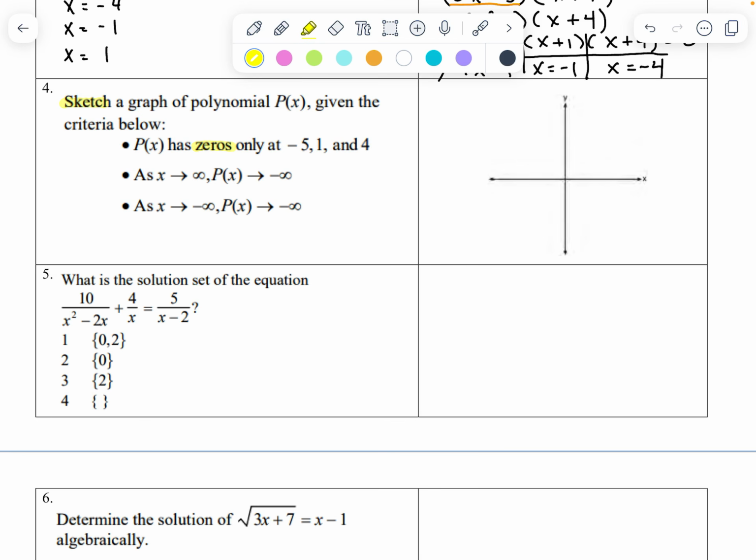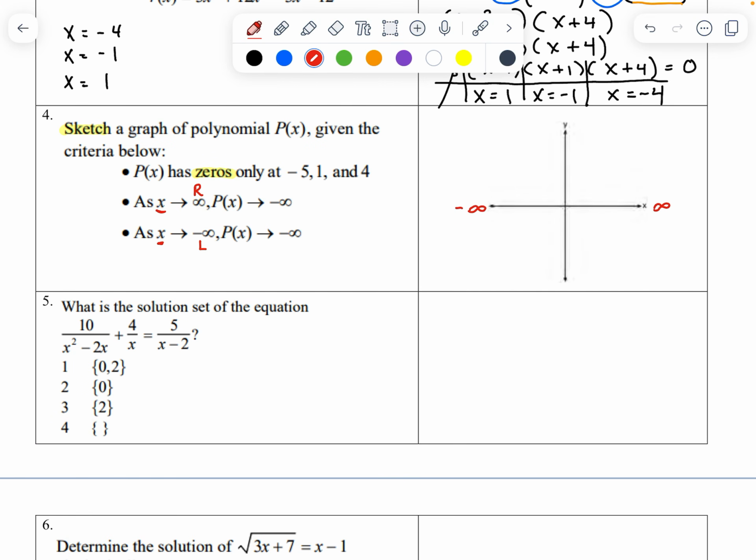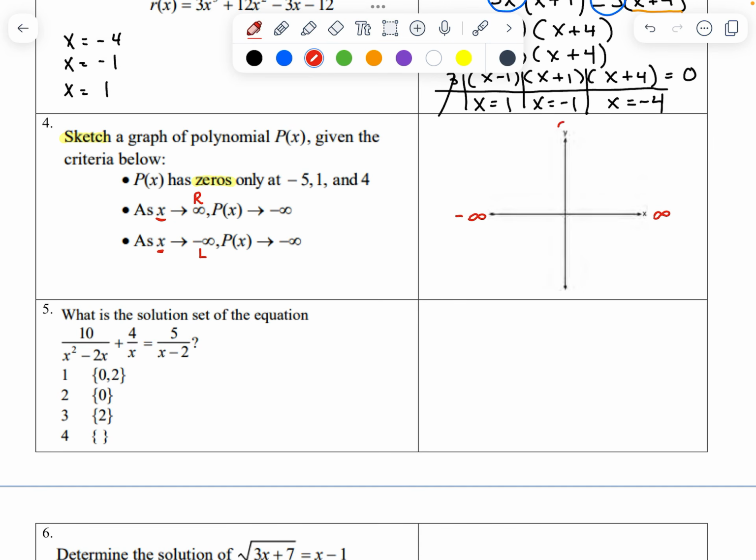Now don't get scared by your domain and range. Whenever they talk about your x's, that is where you go right and left. Positive infinity means to the right, negative infinity means to the left. And P of x is really the same thing as your y. Positive infinity means up, negative infinity means down. So when you see negative infinity, we're talking about down. All right, so let's put this all together.